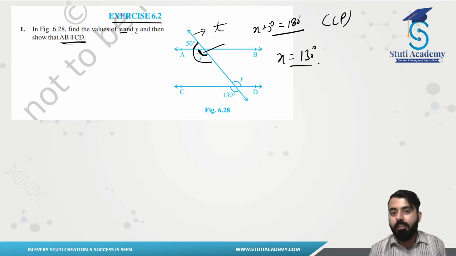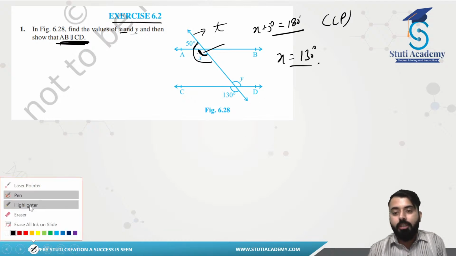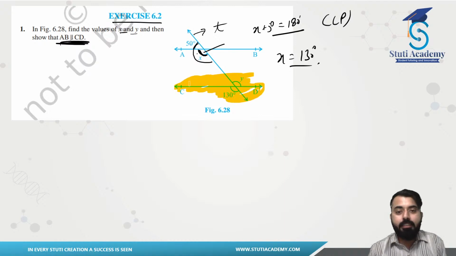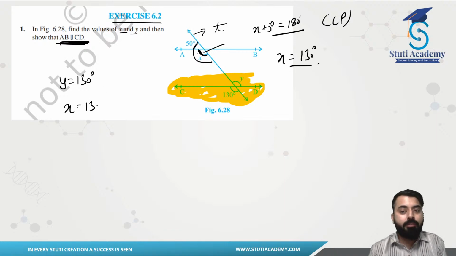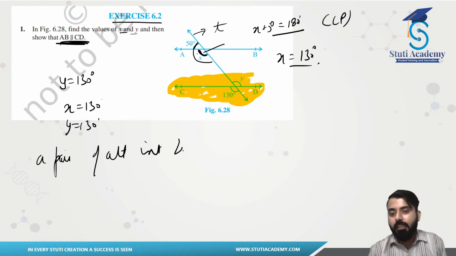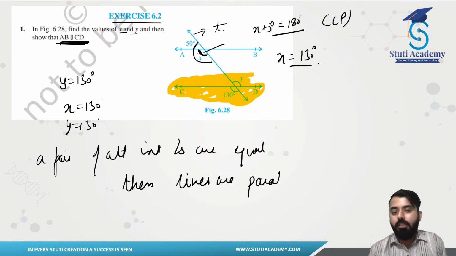Now you guys know this is 130 and you cannot use alternate interior angles to find out Y, since the lines are not parallel. Remember, AB has to be proven parallel to CD. So you cannot use alternate interiors here. What you can use here is, if you just focus on this line right here, you see the transversal is intersecting CD at this point, and I know the vertically opposite angles have to be equal. So that means Y will be same as 130 degrees. So I know X is 130 degrees, Y is 130 degrees. So a pair of alternate interior angles are equal, then lines are parallel, right? So if this is the case, then AB will be parallel to CD. So you have already proved this one.